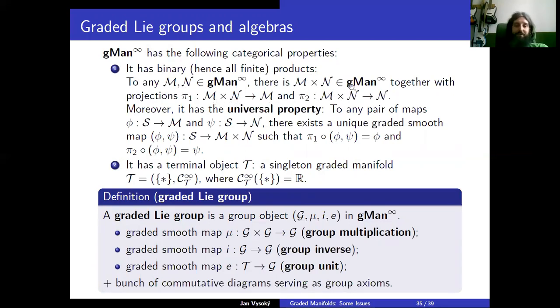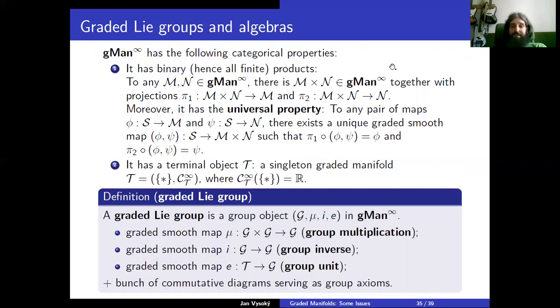In fact, this graded manifold, the underlying manifold, is of course the Cartesian product of the underlying manifolds of M and N. The underlying maps of this pi1, pi2 are just projections, so it's not very complicated. And what is important, it is really a product in the category, meaning that it has the universal property such that to any pair of maps from some third graded manifold to M and to N, there exists a unique graded smooth map which goes to the Cartesian product such that composed with projection, it works as expected. So this is called the universal property of binary product, and it is valid here.